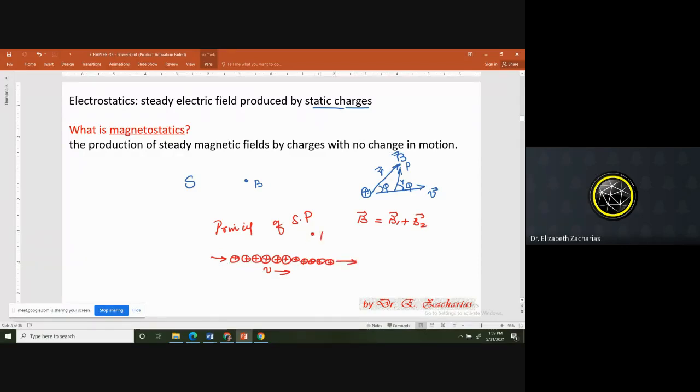If I take a point P here and find out what is the magnetic field at this point, by the principle of superposition, the magnetic field at the point P is because of the magnetic field due to each of these individual charges. The magnetic field at the point P is the vector sum of the magnetic field due to each of these point charges.